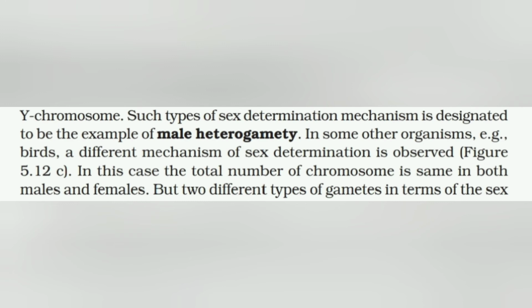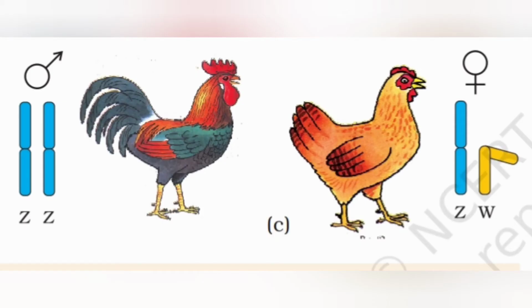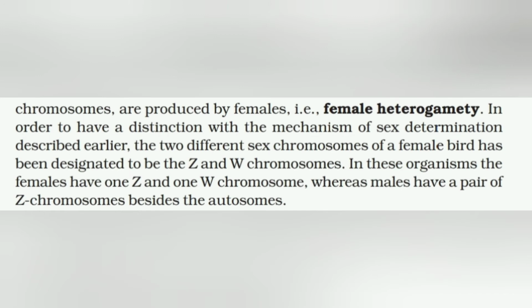In some other organisms, for example birds, a different mechanism of sex determination is observed, as seen in the figure, the third one, C. In this case, the total number of chromosomes is the same in both male and female, but two different types of gametes in terms of the sex chromosome are produced by the females. That is female heterogamety. The chromosomes are named Z and W.